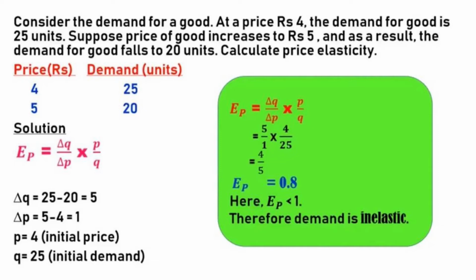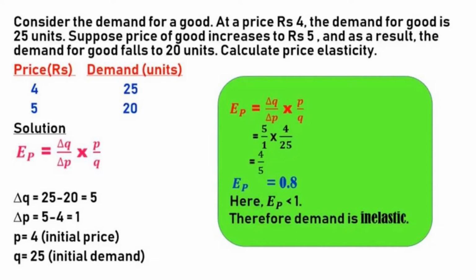Now, when you see the price, you have to see the change in price. The new price is 5 rupees. The old price is 4 rupees. So when you subtract, you get 1. So P is equal to 4, and that is the initial price. Initial price means the first price at which you purchased. What is the quantity you purchased when the first price was rupees 4? It is 25 units demanded. So the quantity was 25.